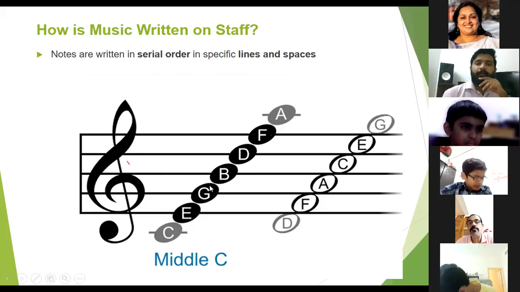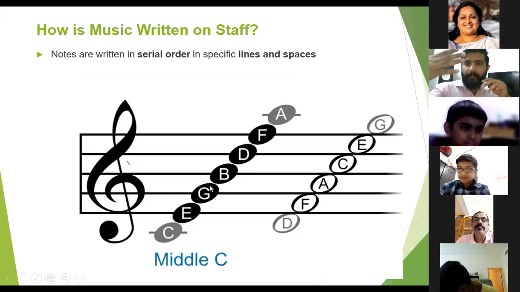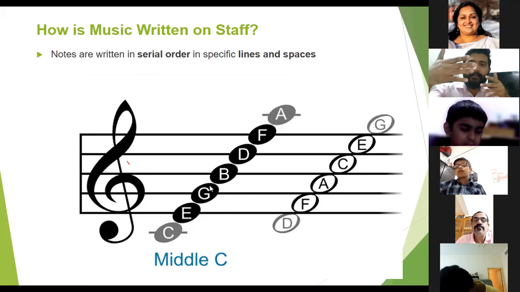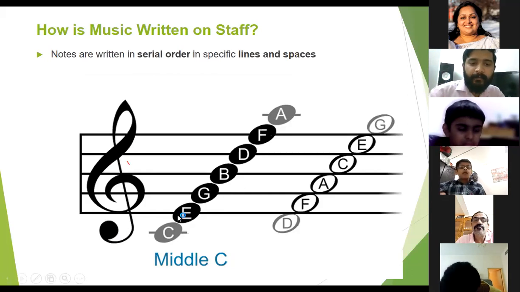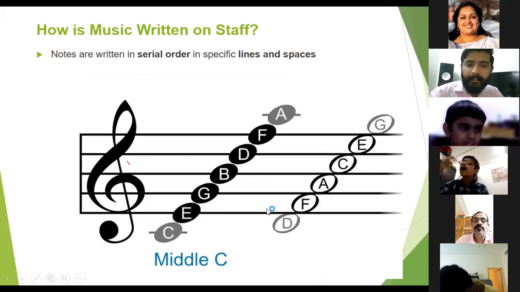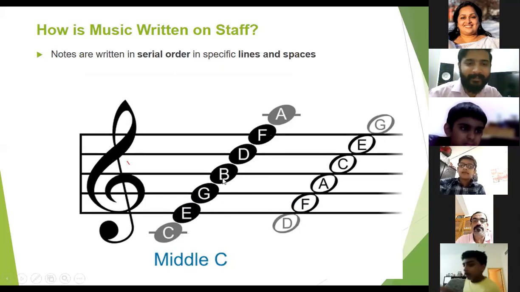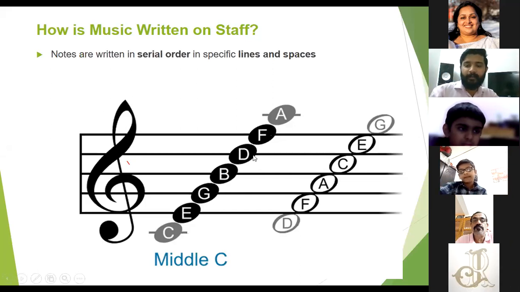So let's see how music is written on the five lines, which is a staff that we learned in the beginning. Five lines are there, four spaces are there. So we start from E, which is on the first line, then F, then G, then A. It's written in line, space order. If E is on a line, F is on a space, G is on a line, A is on a space, B is on a line, C is on a space, D is on a line. So it goes in order. On the keyboard also it goes in order. So when you're writing it down, it will be line, space, line, space. It goes up in serial order.